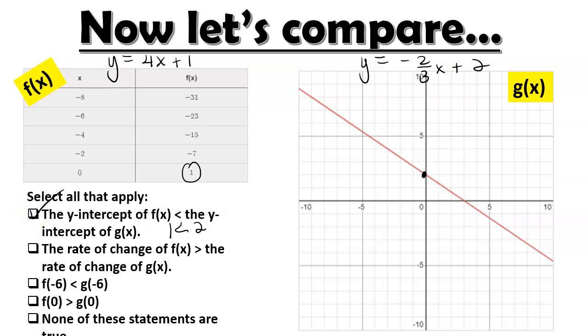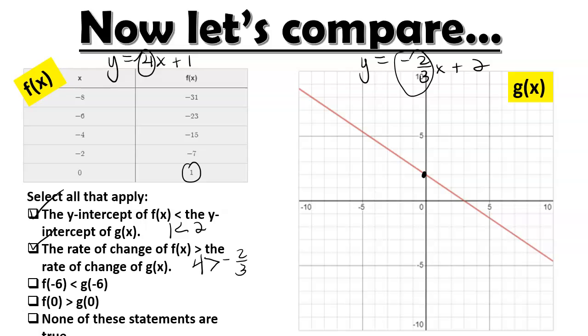The rate of change of f of x, so that was 4, is greater than the rate of change of g of x, which was -2/3. Again, is that a true statement? 4 is greater than -2/3? Yes, it is. Next one. F of -6 is less than g of -6.